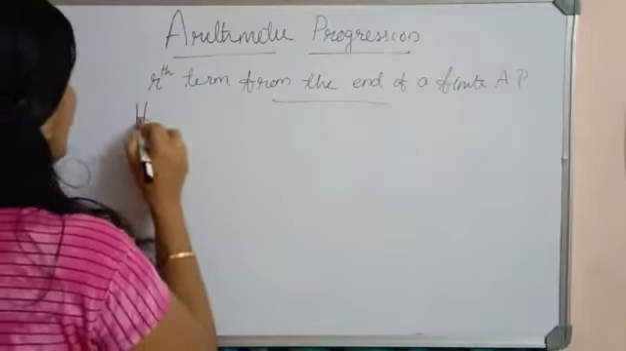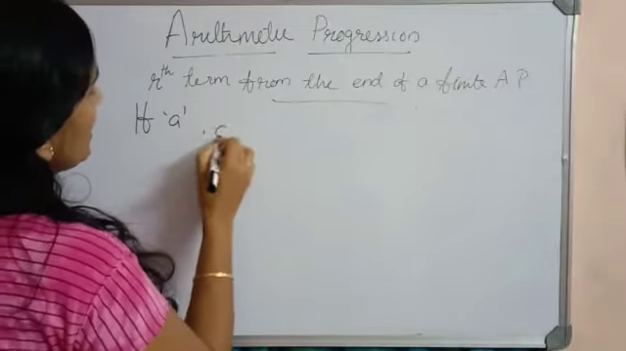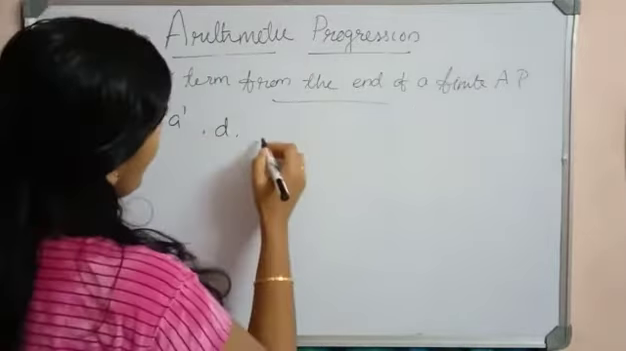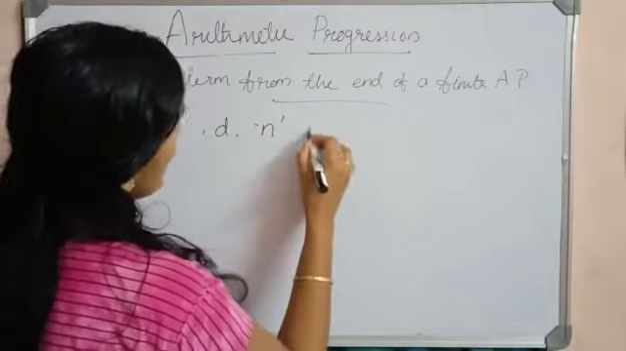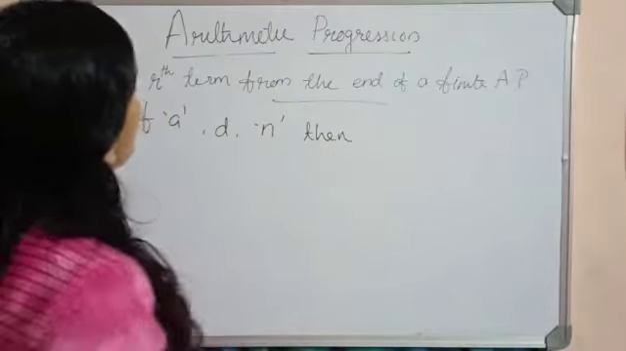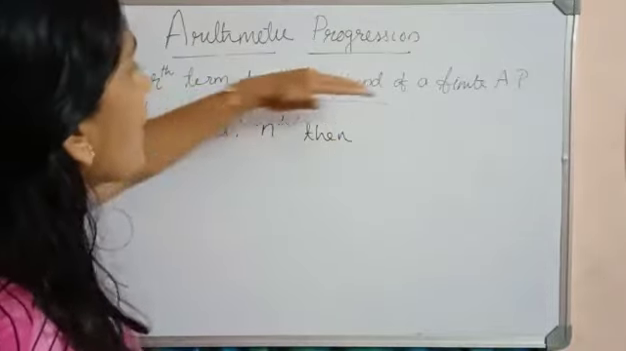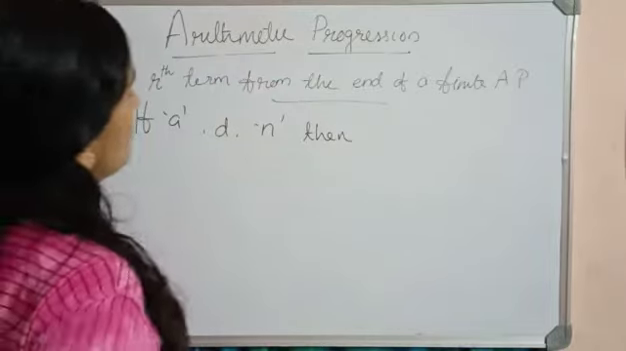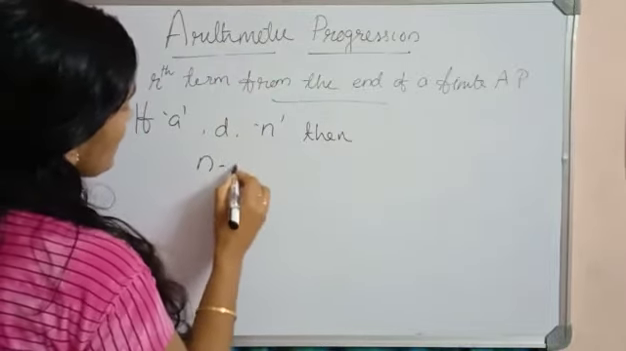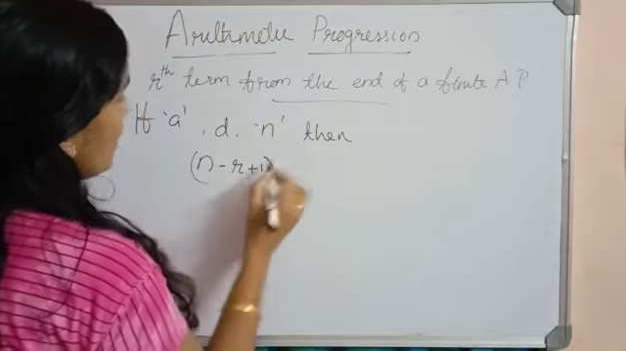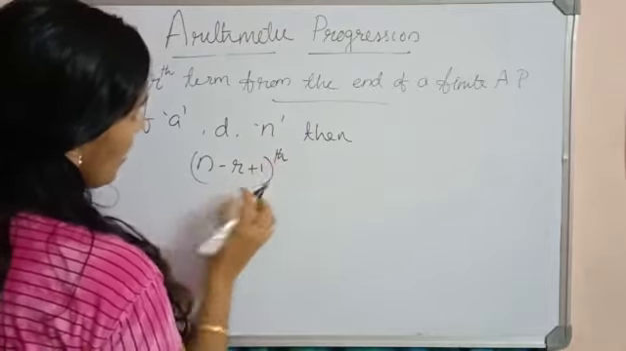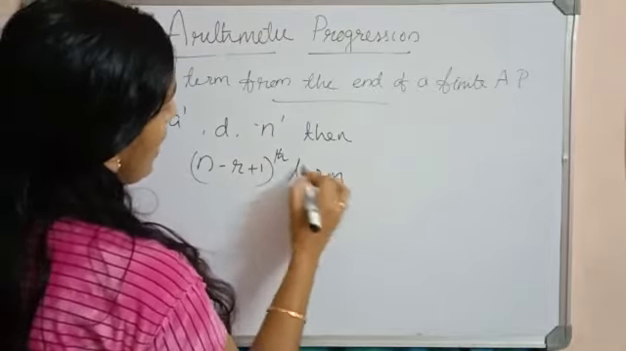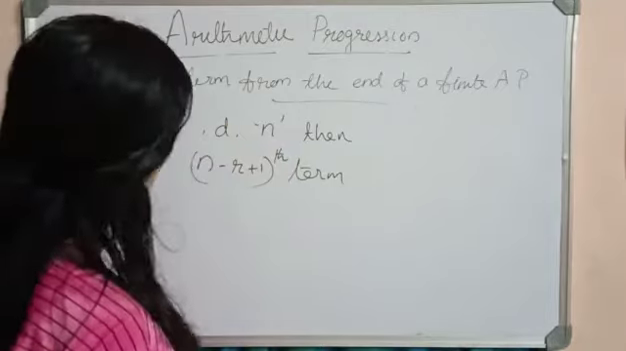If A is the first term of an AP, D is the common difference, and there are n terms, then we can find the rth term from the end of the AP. So the formula is the n minus r plus 1th term. We need to use this particular formula and find the rth term from the end of an AP.